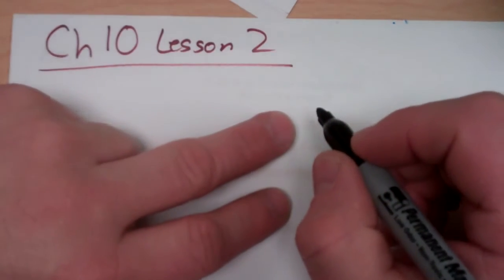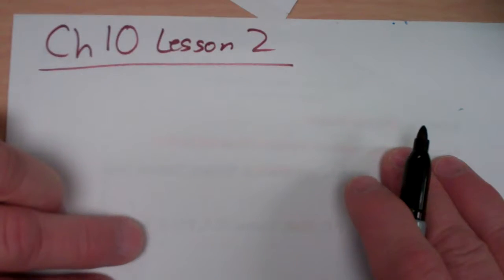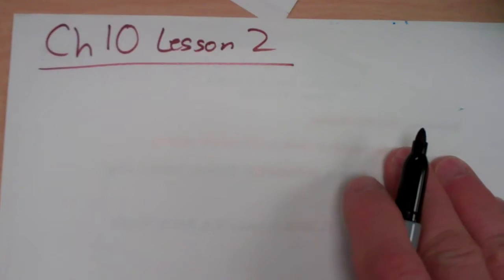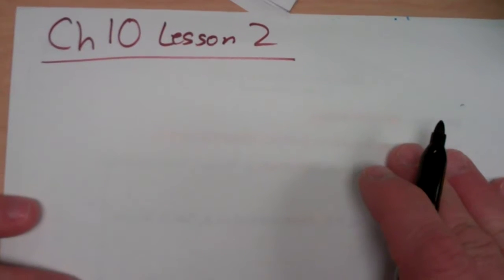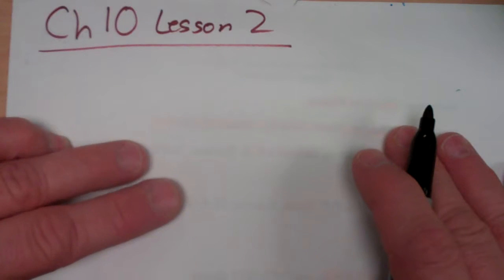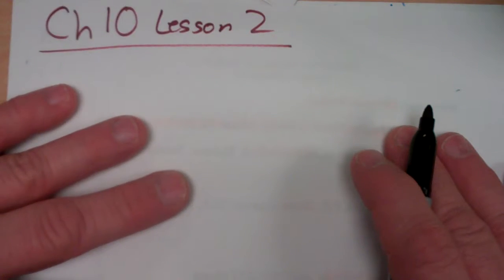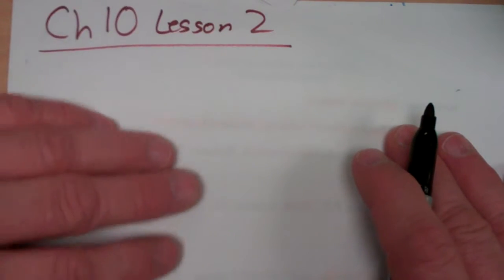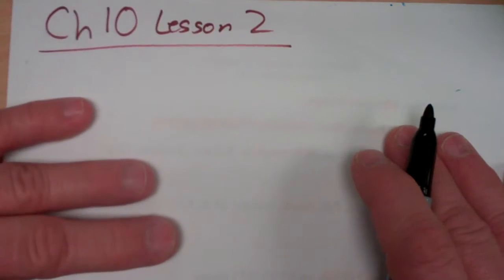Alright, this is Chapter 10, Lesson 2. We'll be talking about biased and unbiased samples. As we're doing statistics, getting a sample is not as easy as it seems. In fact, it takes quite a bit of planning, quite a bit of thought to get a correct or a good sample that gives you valid results. So I'm not going to be doing a lesson out of the book, but I'll be talking about it.